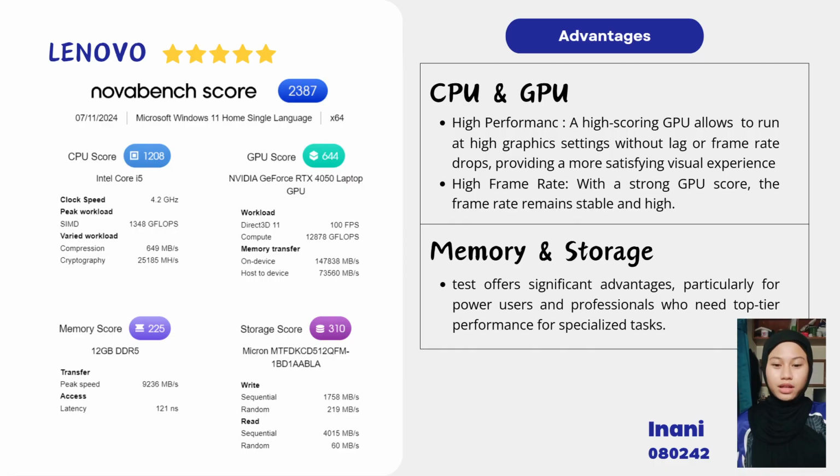I would like to talk about the advantages of having a high score in CPU, GPU, memory, and storage. Firstly is high performance. A high scoring GPU allows you to run at high graphic settings without lag. This is important for tasks such as gaming, design, or any task that demands a high level of graphic rendering. Secondly is high frame rate. The frame rate remains stable and high. For example, the image will be updated quickly and consistently. Moving to memory and storage, these components play a big role in providing efficiency for our users.